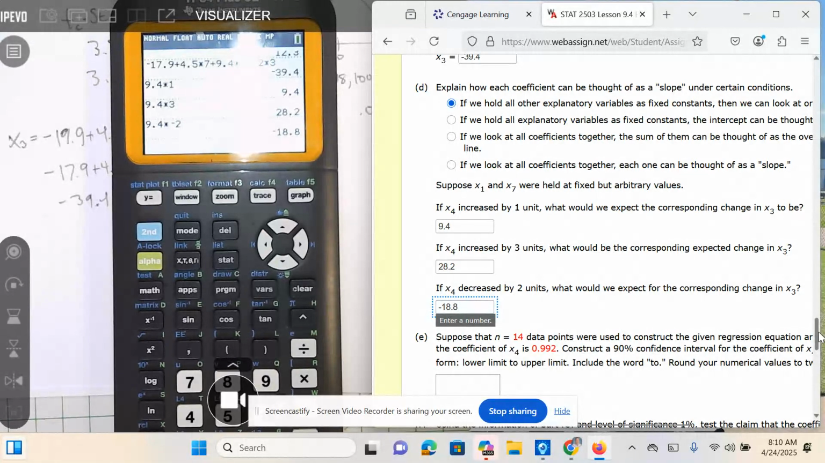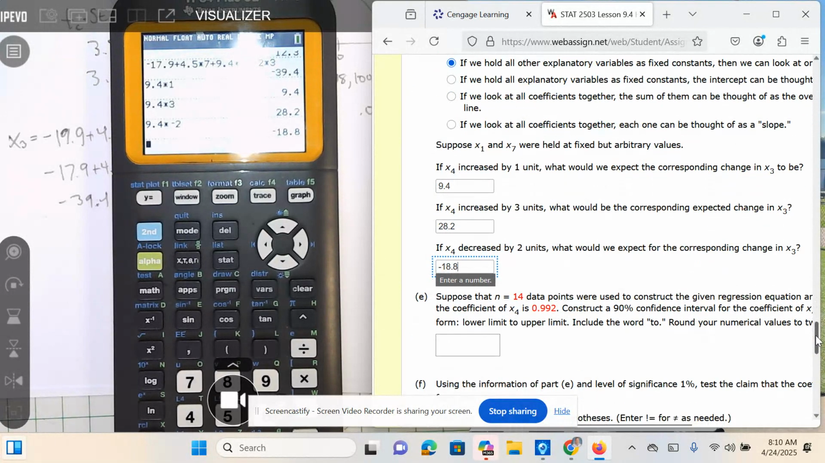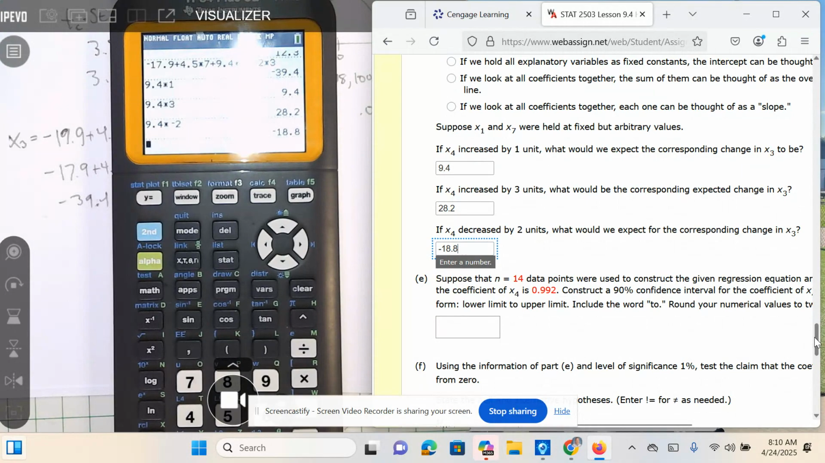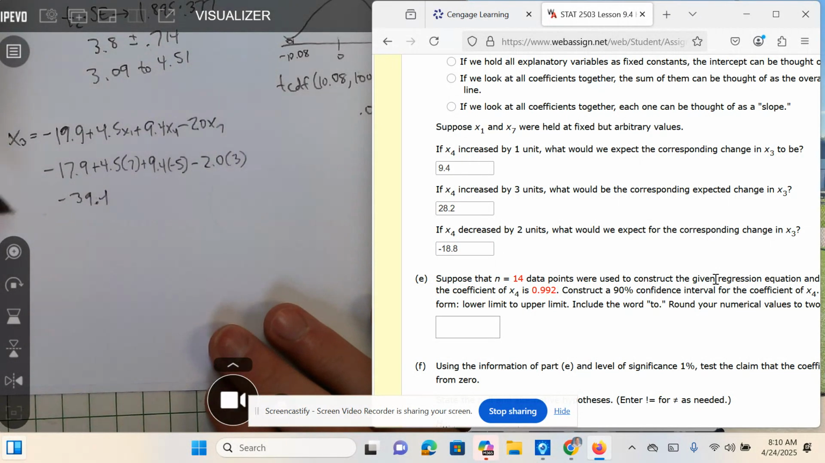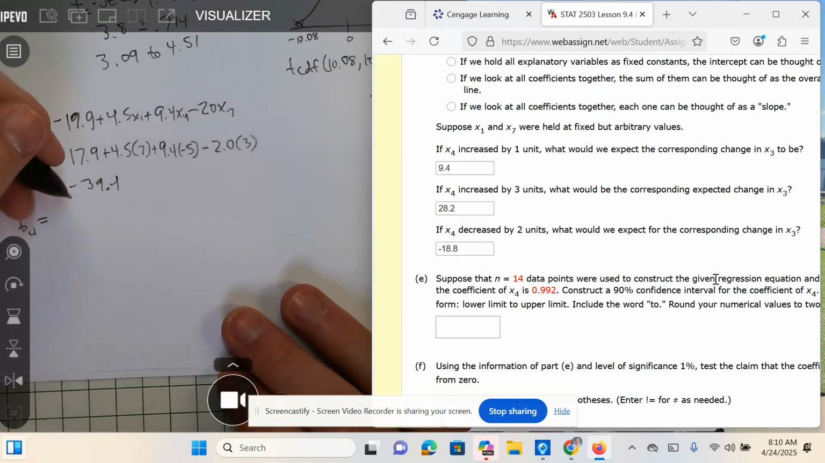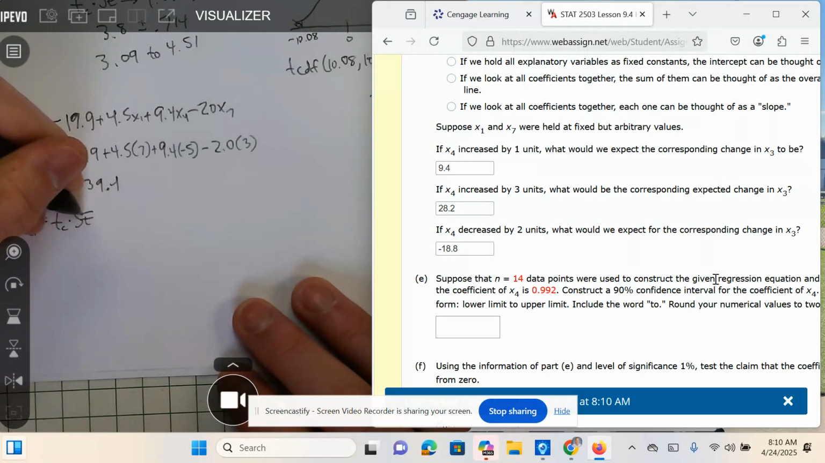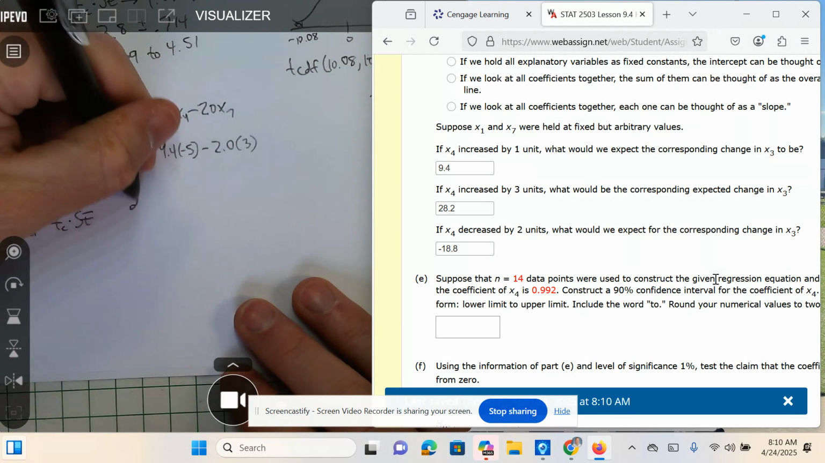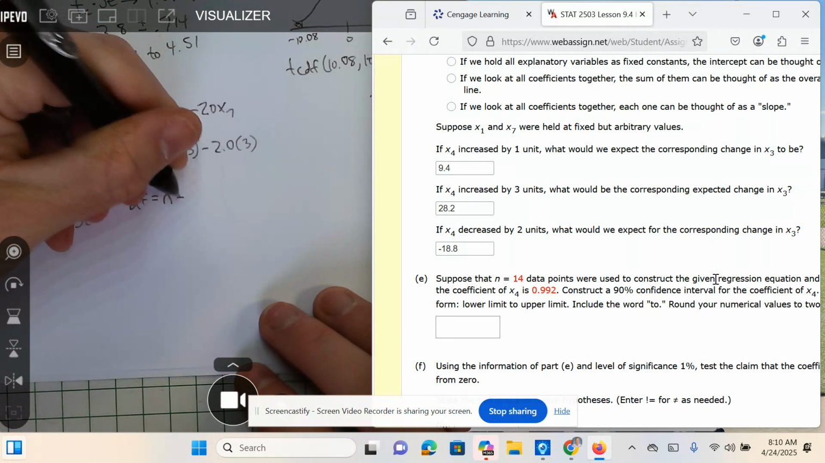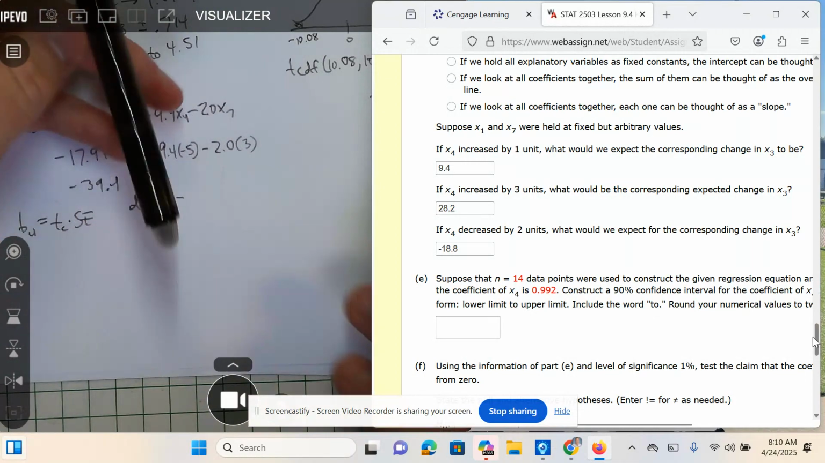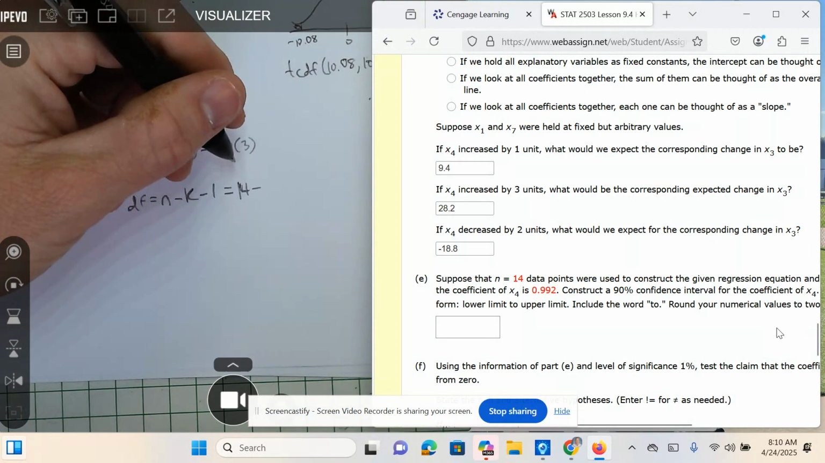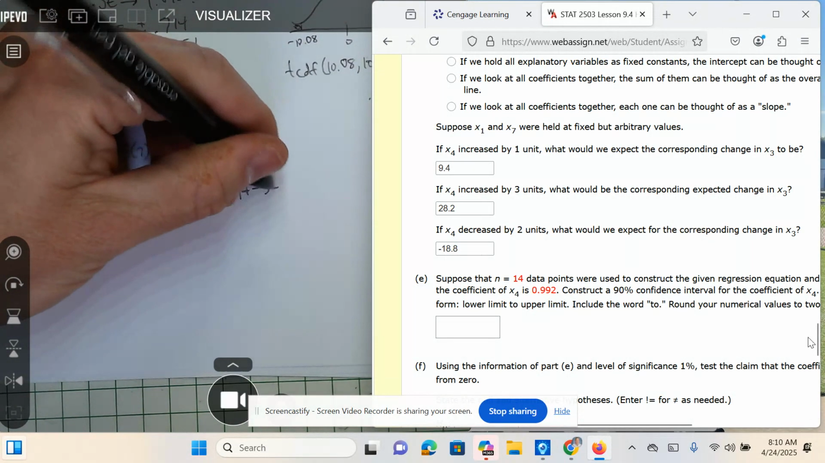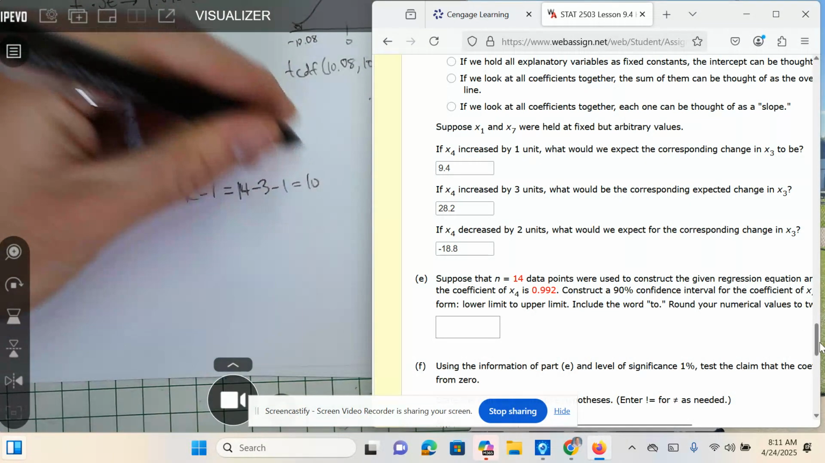Suppose that there are 14 data points used to construct the given regression equation, and the standard error of the coefficient of x4 is 0.992, for a 90% confidence interval. For x4, the margin of error for the slope is equal to the critical value times the standard error. Let's talk about the degrees of freedom real quick. It's n minus k minus 1, where k is the number of explanatory variables: 14 minus 3 minus 1, so it'd be 10.